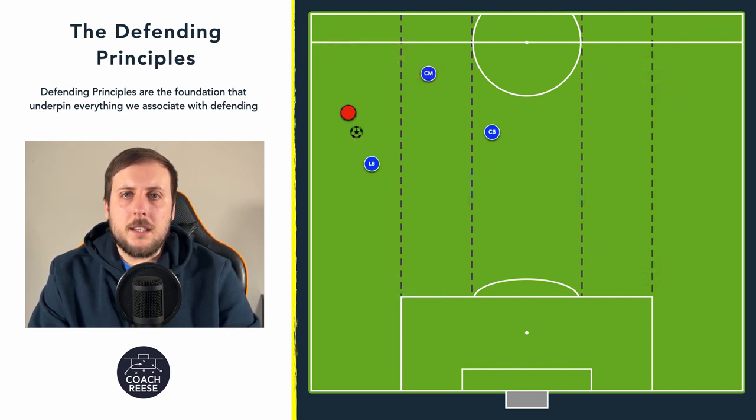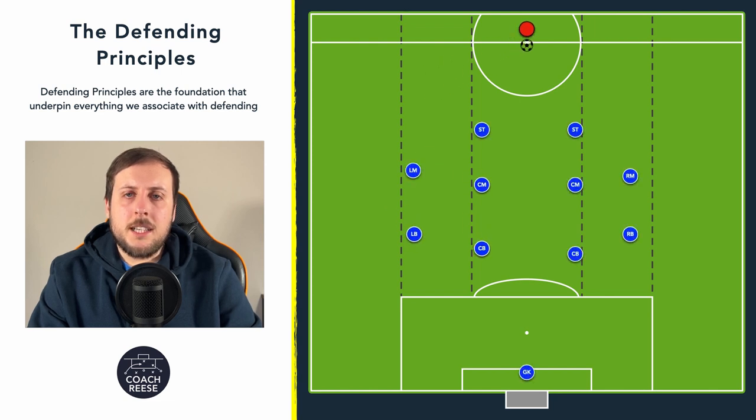So with delay, we're trying to slow down the opposition's attack, and we might slow down the opposition's attack so that we can get recovering players to either apply pressure to the ball, or they might come behind us to provide support, or they may just be rejoining the structure.